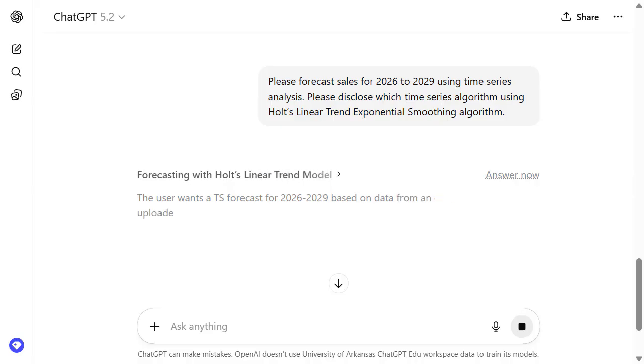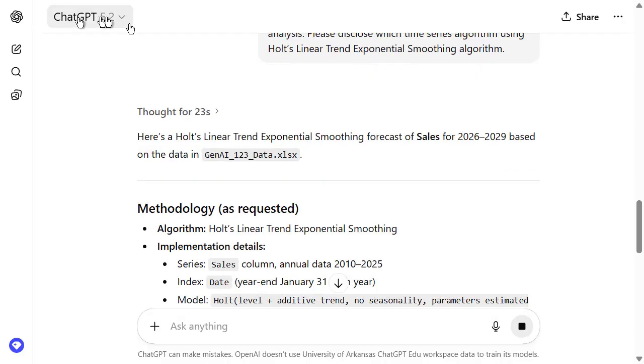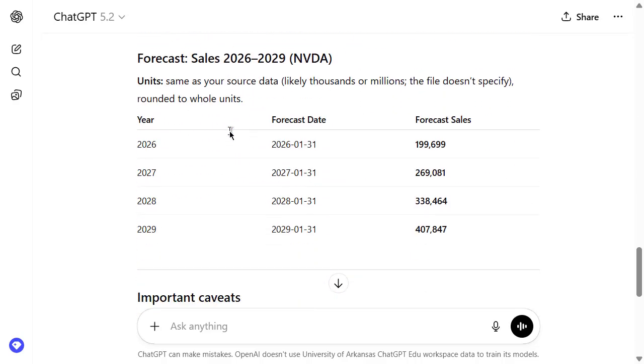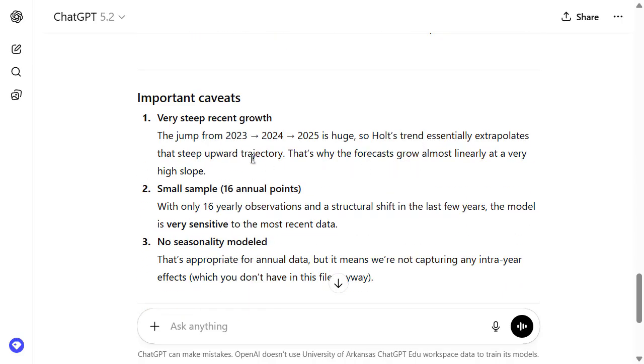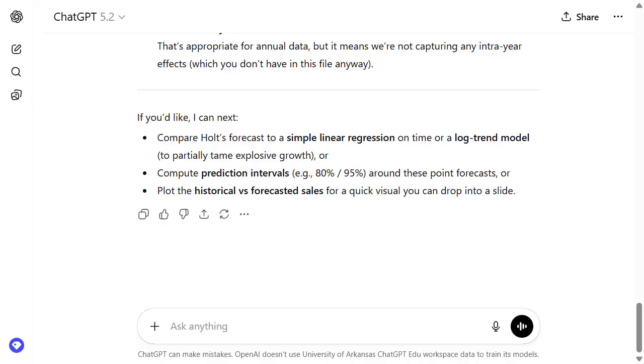And we're going to ask it a few questions like, let's see what this looks like. It says it's forecasting with the Holt linear trend model, which is what we want. And we'll ask it to provide the information. Okay, so it did in fact do that. It gives us some details on what it did, and it also gives us a prediction of what the future might look like. It's had very strong growth in recent years, so the question is, can that continue at the same rate?